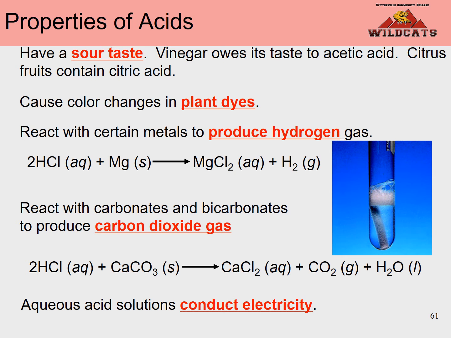Acids have a sour taste. They cause color changes in plant dyes. They turn litmus red, which is actually a fungus that's impregnated on the litmus paper. And they react with metals to produce hydrogen gas. They react with carbonates and bicarbonates to produce carbon dioxide gas, that classic baking soda and vinegar. And aqueous acid solutions conduct electricity.